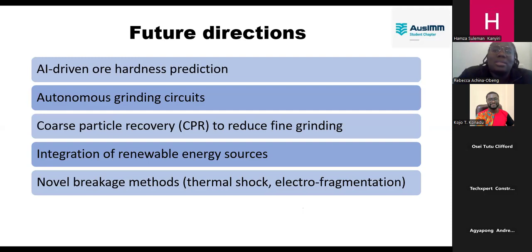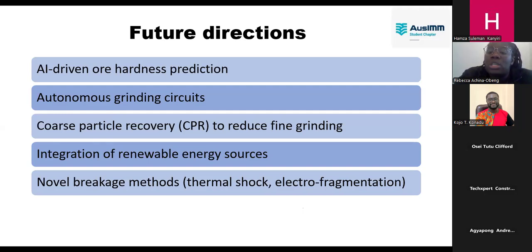So the running of the plant won't be heavily reliant on the control room operator who is sitting behind the computer. Anything can happen; we have human error. So if we have an autonomous grinding circuit that can know when to increase mill speed, when to reduce it, and have the necessary controls in place, it's also going to be really helpful in energy efficiency when it comes to comminution.